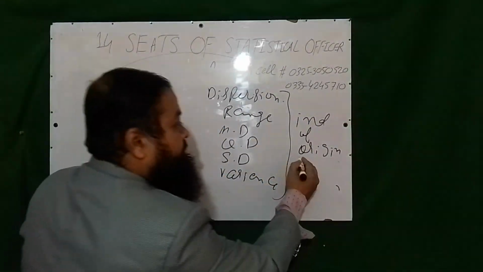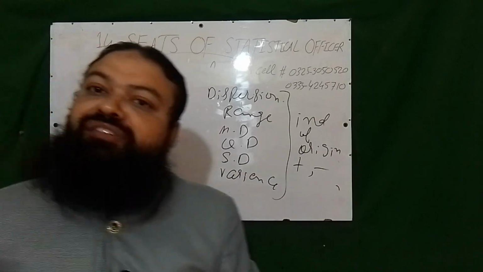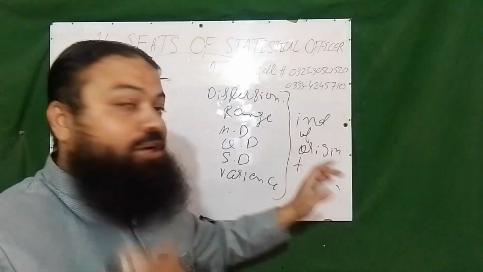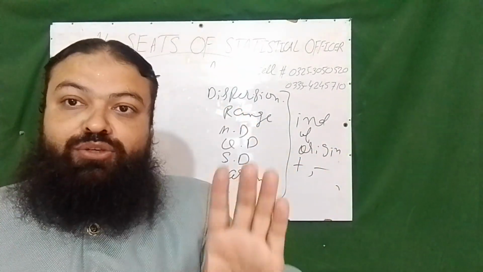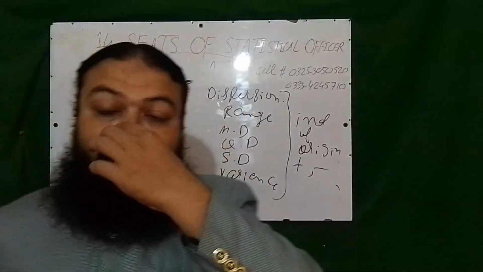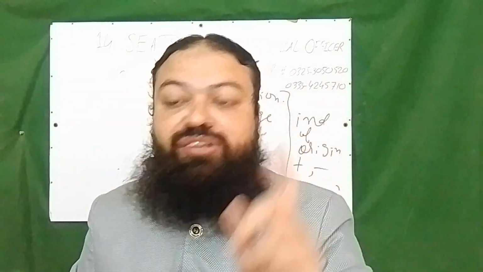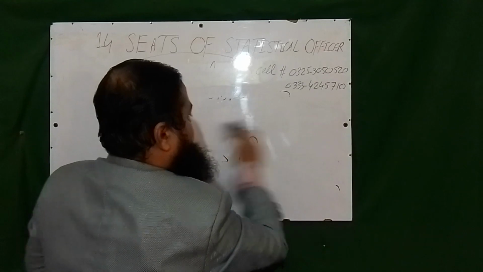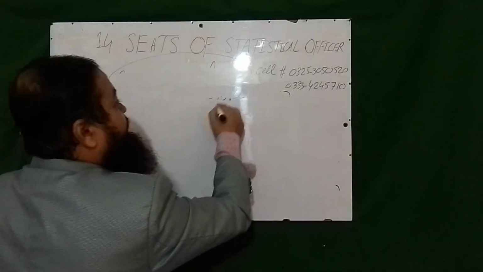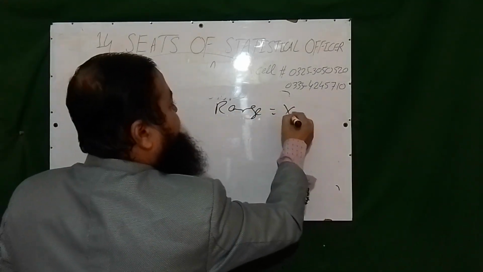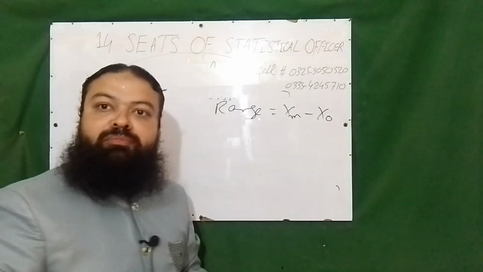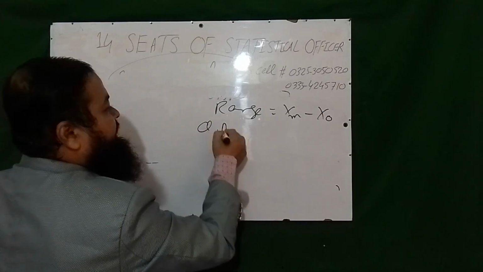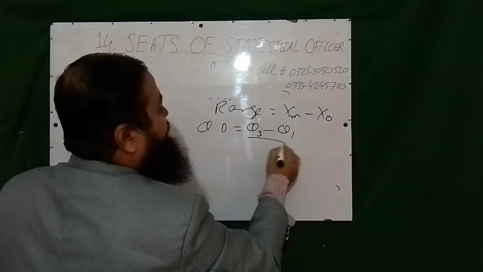If I subtract a constant value from all the values of x, they will not be changed, but if I multiply or divide, they will be changed. So what did you learn? These all measures of dispersion are independent of origin but not scale. And then range is calculated by maximum value minus minimum value, and quartile deviation is q3 minus q1 over 2.